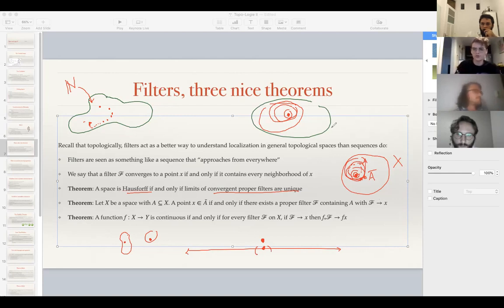These specific theorems aren't that important. It's more that filters are pretty great. And then finally, we can say that a function is continuous if and only if for every filter on X, if it converges to a point in X, then the pushforward along this function f applied to the filter is also going to converge to f of x. So basically, if we put the filter through a function, is it still going to always converge? And that is exactly how you define a continuous function in general for arbitrary topological spaces.